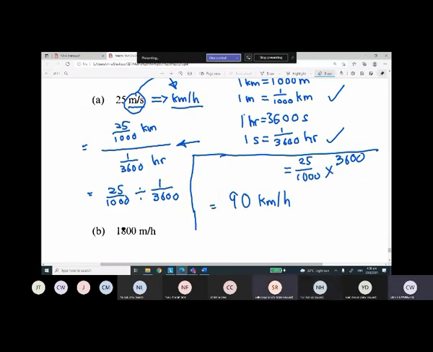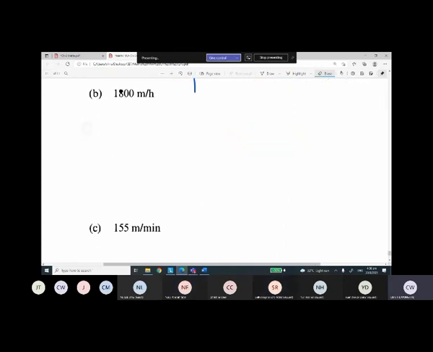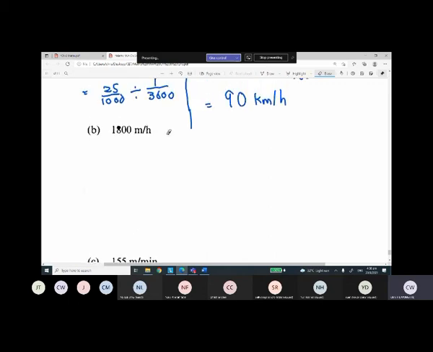Show another one? Okay, no problem. Let's look at it. Maybe you all do it for me. This is 1,800, right? You are going to change it to kilometer per hour.